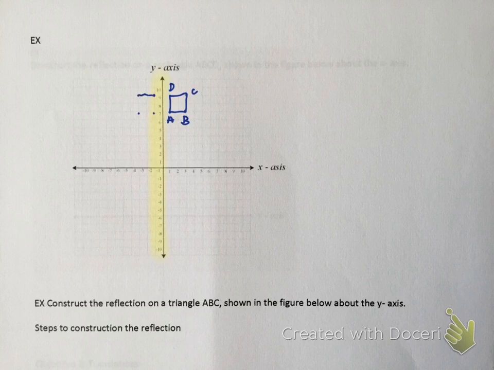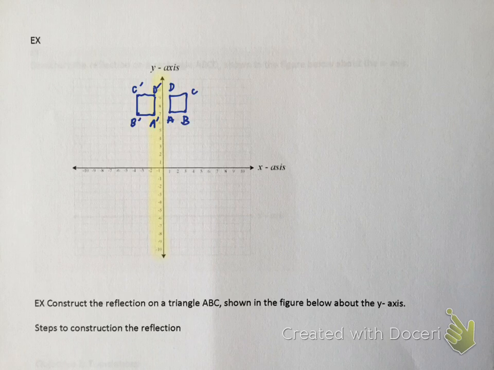It's going to look like this. A prime, B prime, D prime, and C prime. So notice that A prime and A, D and D prime, C and C prime, and B and B prime are equal distance from the y-axis. So that's just a quick example of reflection across an axis.